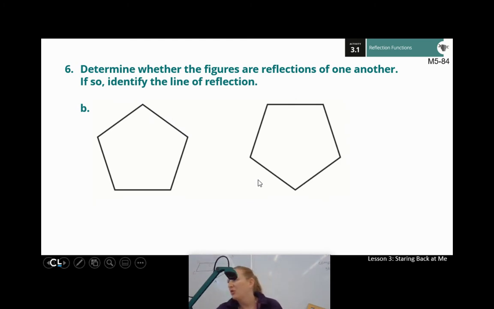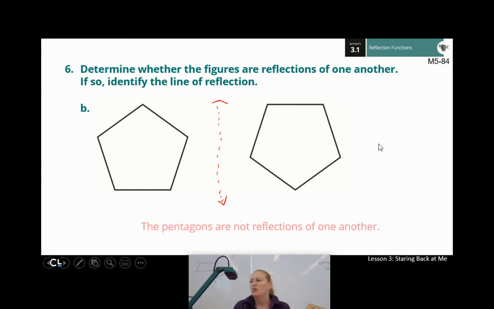For B, I tried drawing a line down the middle. Oh my gosh, my lines are getting worse. Sorry. Erase all that. But what I quickly realized is folding it wasn't going to work. The one is upside down from the other, so if I fold it, they're not going to be right on top of each other. So those pentagons are not reflections of one another.